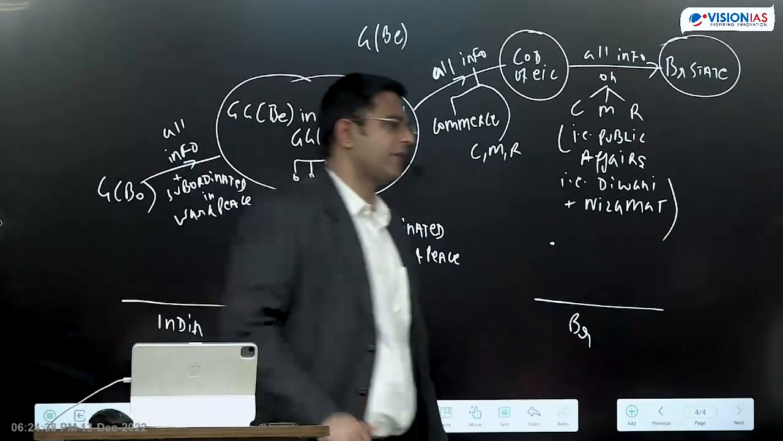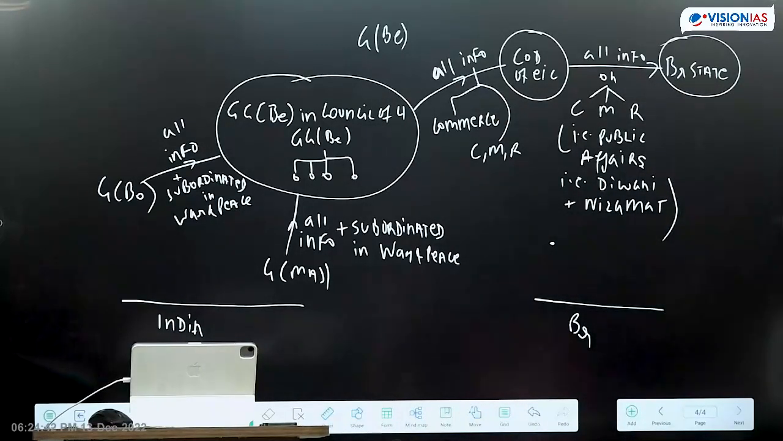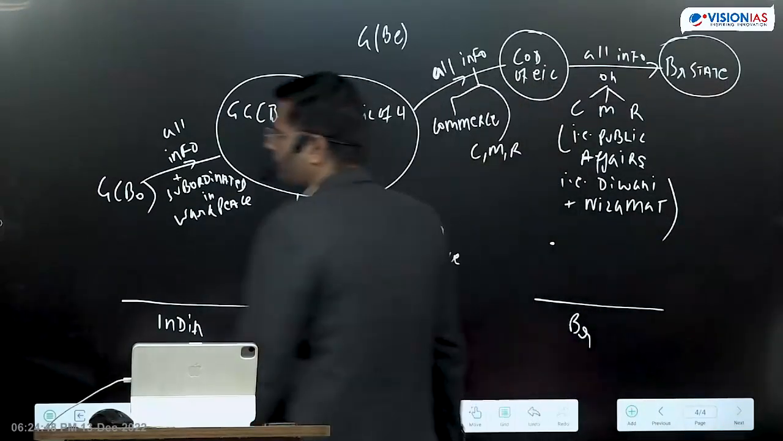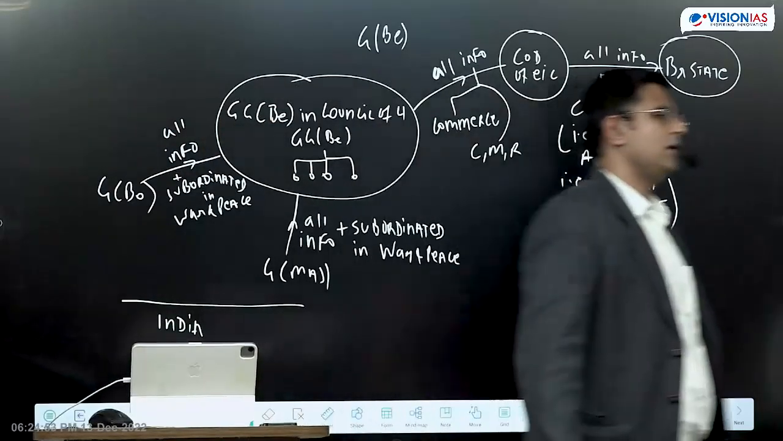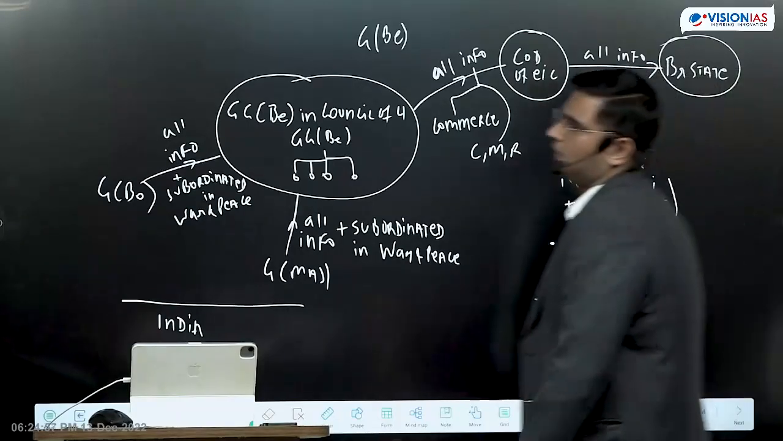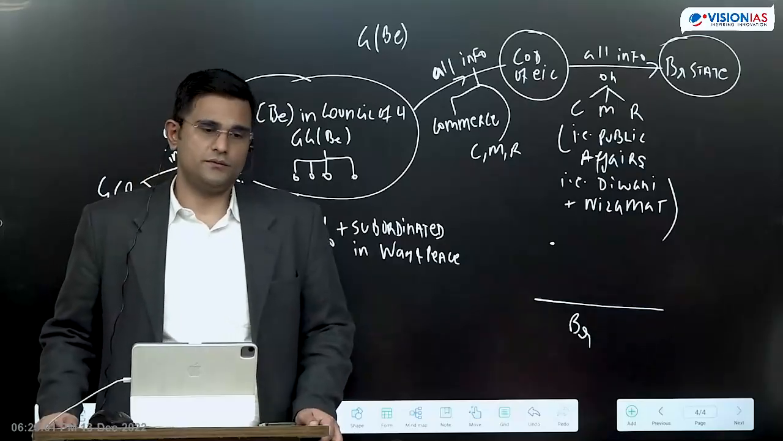In brackets, put a star: all matters is equal to commercial plus CMR. CMR means civil, military, revenue. Commercial plus C, M, R. Brackets close. Right?